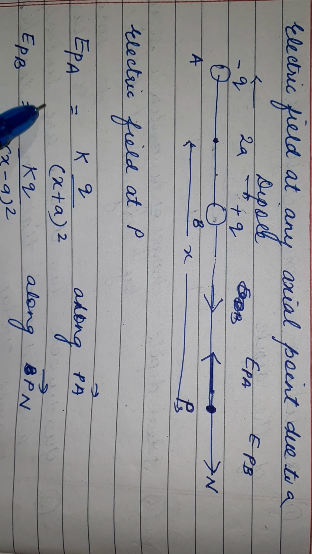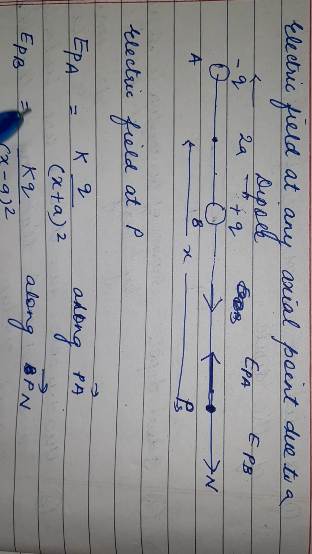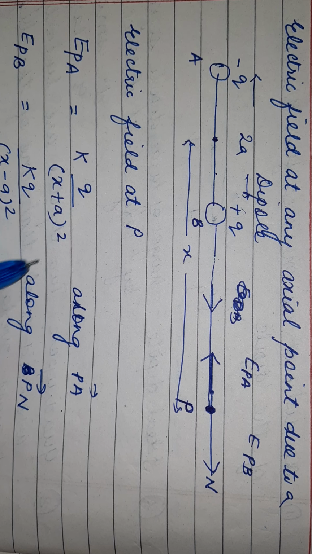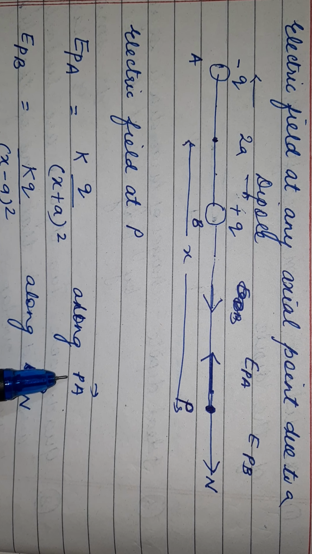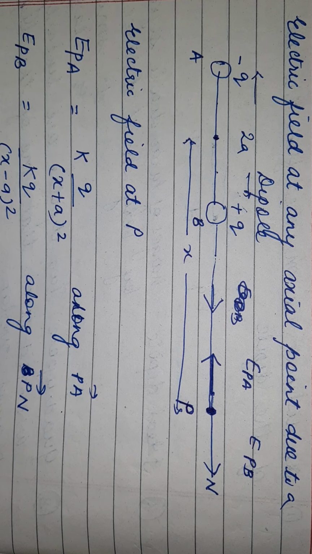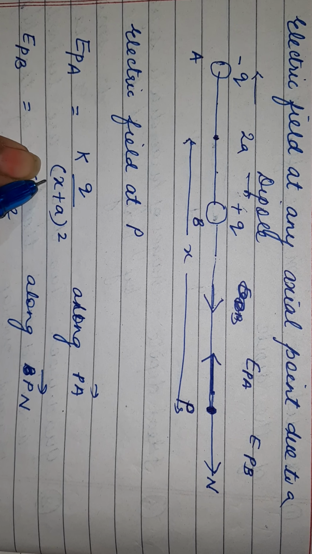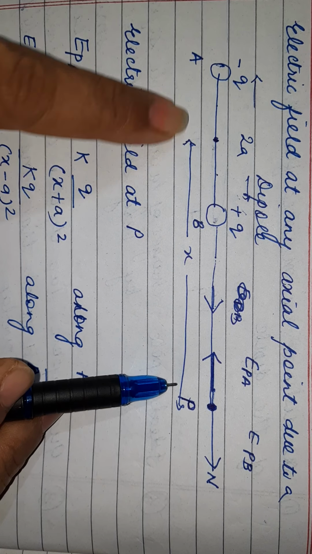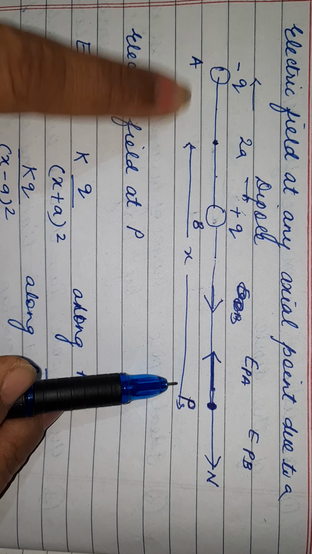So electric field at P due to A can be written as KQ upon (x plus a) whole square, and the direction will be along PA. Now this distance is x plus a. Why is this x plus a? This distance plus this remaining distance is a.